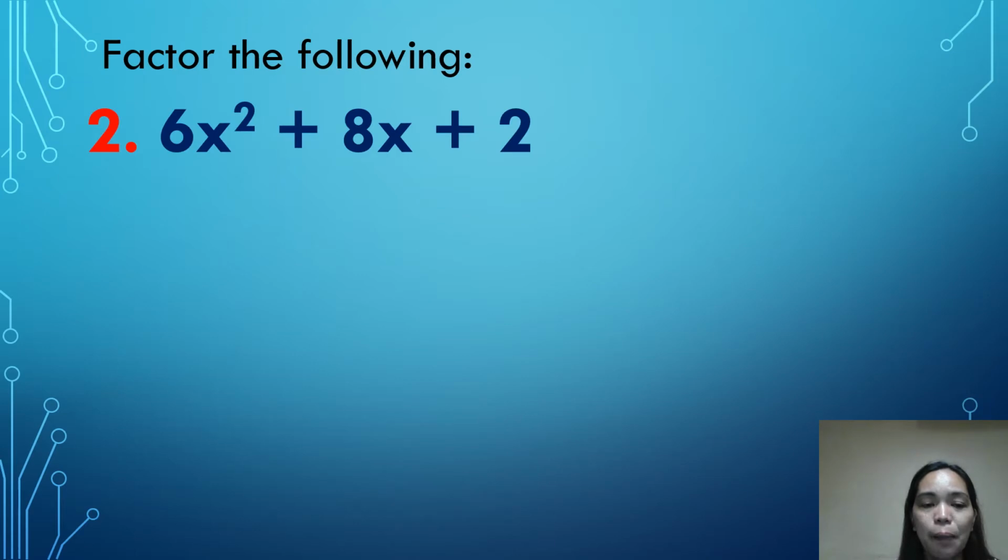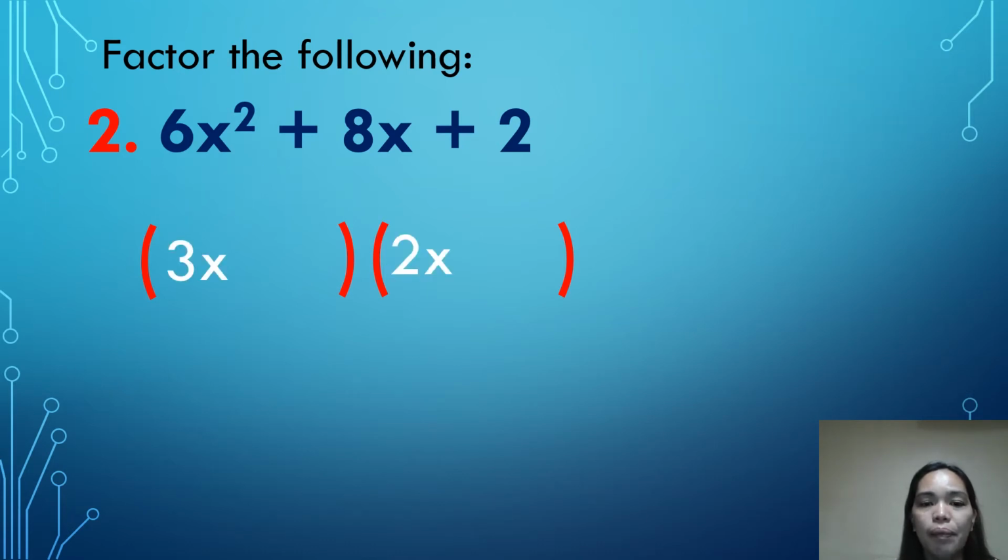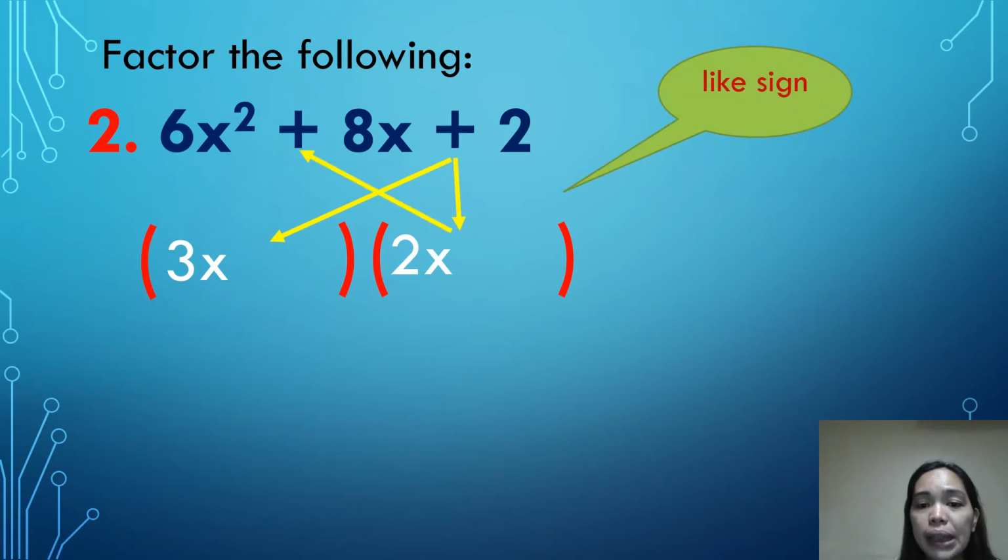Next is 6x squared plus 8x plus 2. Get the factors of the first term. It's either 3x times 2x or 6x times x because they are both equal to 6x squared. Let us first use 3x and 2x. And the last term is positive, which means we are looking for the same sign. They should be both positive.